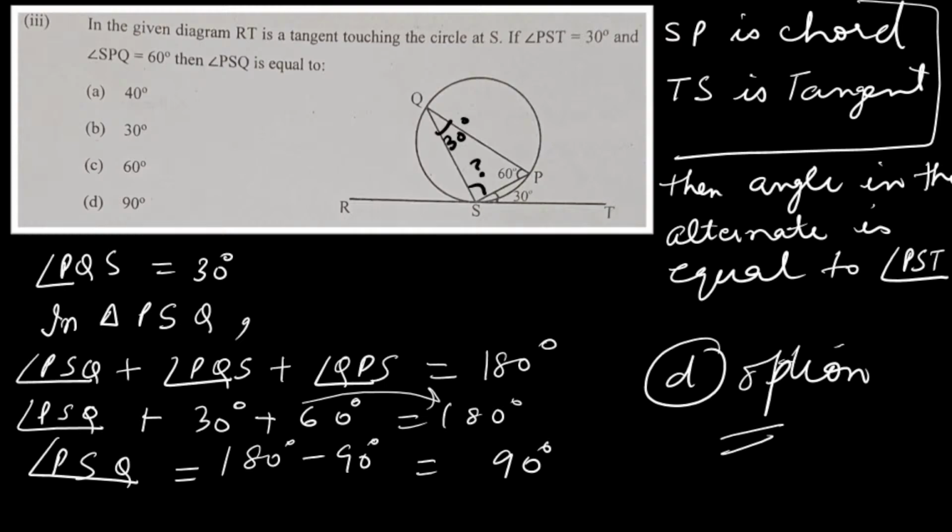Let's do the next question. Question number 4 is a question of probability. A letter is chosen at random from the letters of the English alphabet. So one letter is chosen from the letters of the English alphabet. The probability that the letter chosen is a vowel.